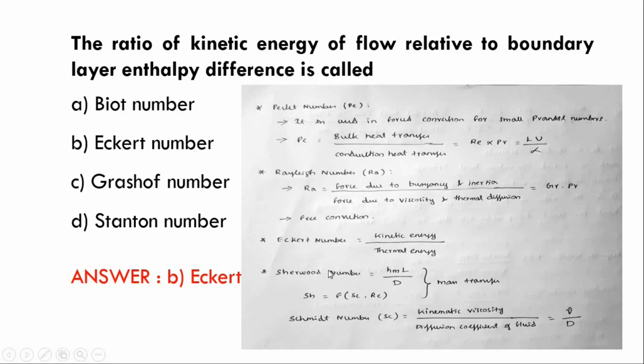Okay, some numbers related to mass transfer also we have missed, so I have included those also here. So the Sherwood number, similar to the Biot number and Nusselt number, for mass transfer we are applying one number called the Sherwood number, that is hm L divided by diffusion coefficient. And the Sherwood number is a function of the Schmidt number and Reynolds number. The Schmidt number is a ratio of kinematic viscosity to the diffusion coefficient of the fluid.